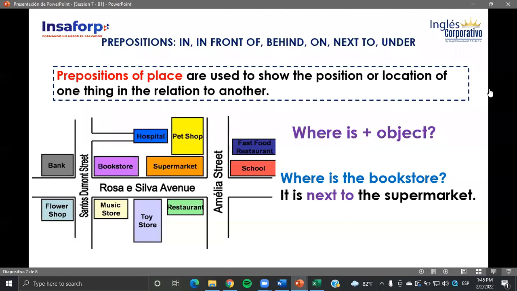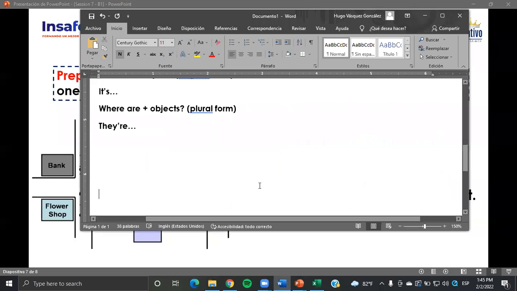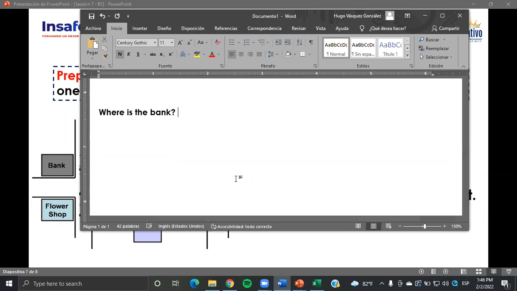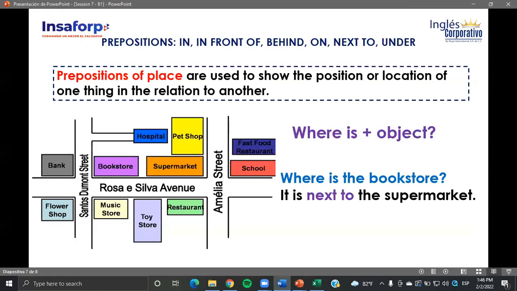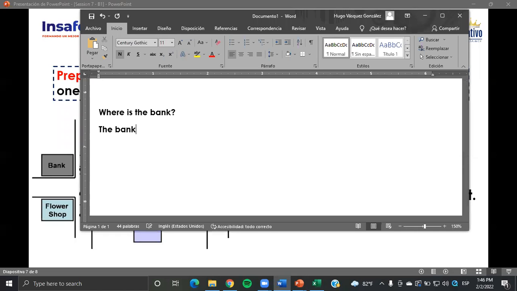when you want to express the name of the streets or avenues, you can do it. For example, another possibility, if I say, where is the bank? If you want to mention the name of the streets or avenues, queremos mencionar los nombres de las avenidas o de las calles, lo podemos hacer. Most of the times we use the preposition on. So we can say, for example, the bank is on the Santos Dumont Street. When you want to mention the name of a street or an avenue, you use the preposition on.